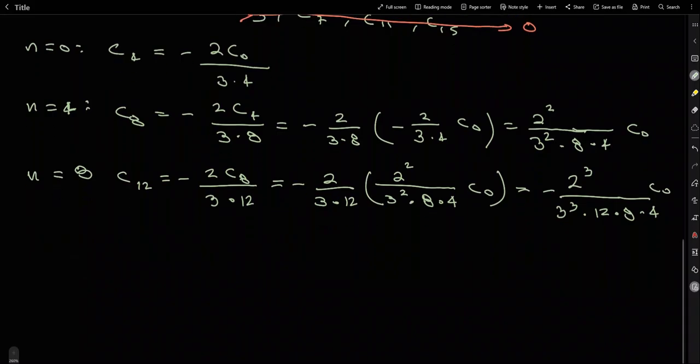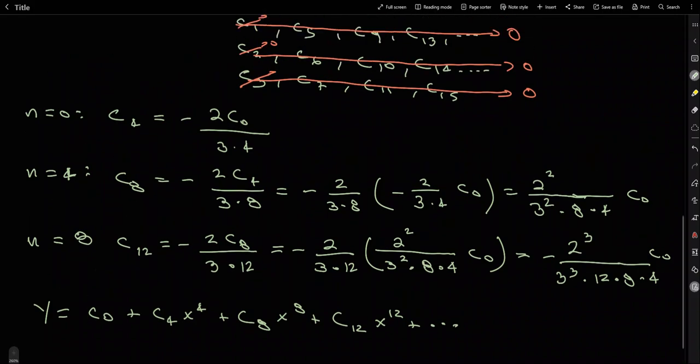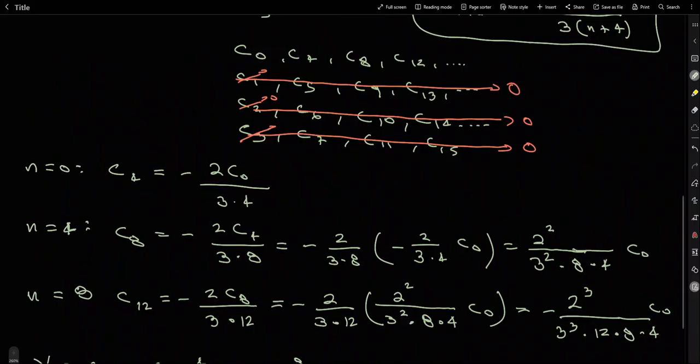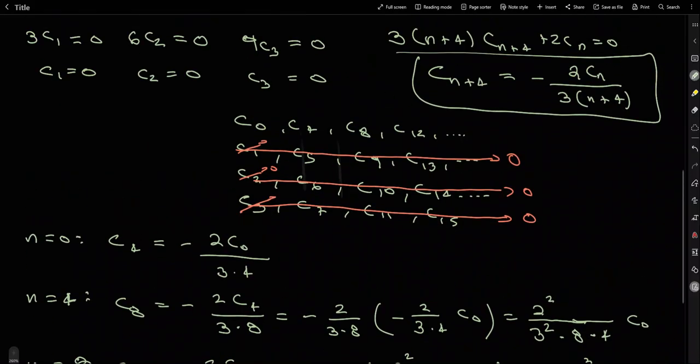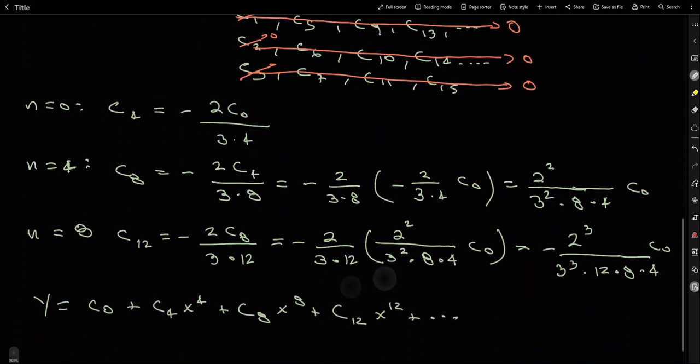All right, so now let's write our solution in series form. Again, we don't need to write the whole thing. All we need to do is simply y equals c sub 0 plus c sub 4 x to the fourth plus c sub 8 x to the 8th plus c sub 12 x to the 12th plus infinitely many terms. Why am I just writing these terms? Because remember what happened with all of the terms that got zeroed out because of this expansion here.